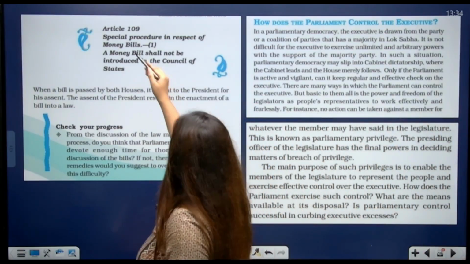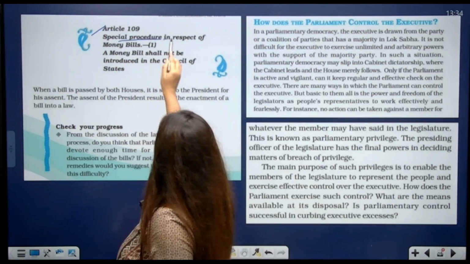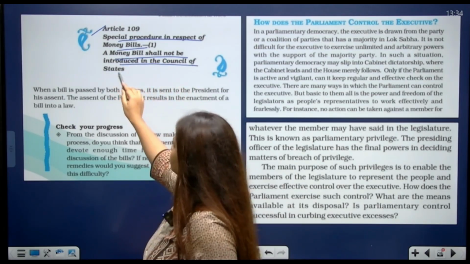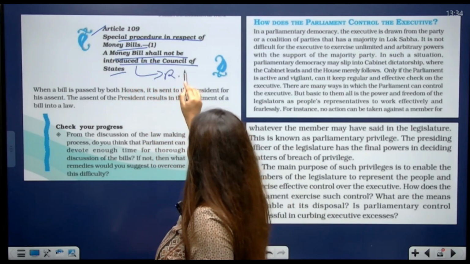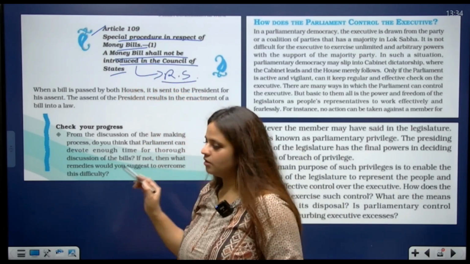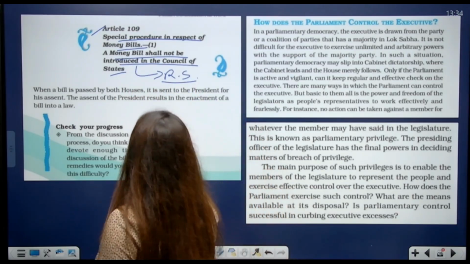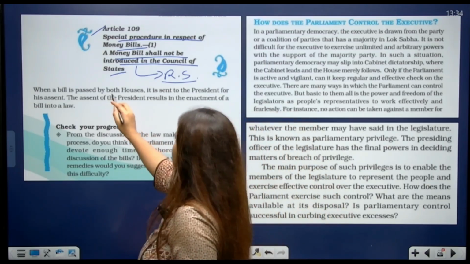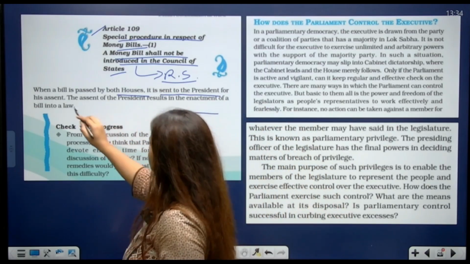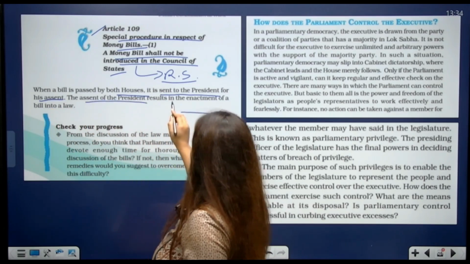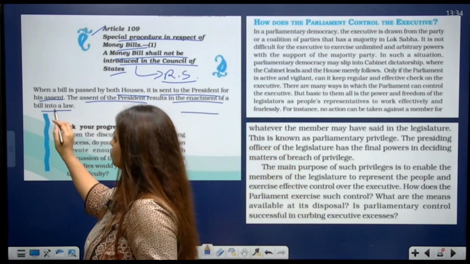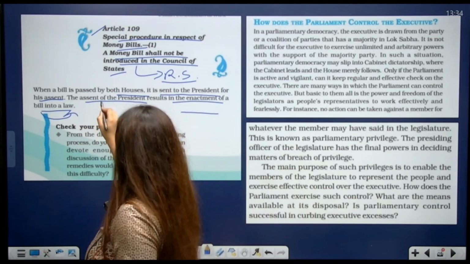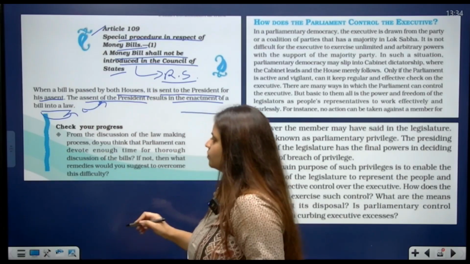See Article 109, special procedure in respect of money bills. The money bill shall not be introduced in the Council of State, which is the Rajya Sabha. So it cannot be initiated in the Rajya Sabha; it will only be initiated in the Lok Sabha. A bill passed by both the houses is sent to the president for his assent, and the assent of the president results in the enactment of the bill into a law. So a bill becomes a law when the president approves it.